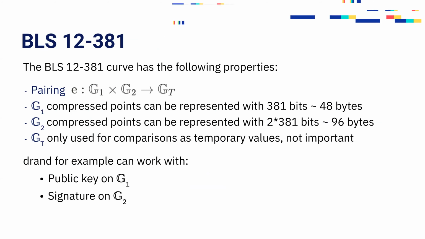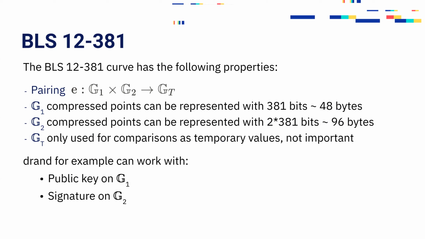So I mentioned BLS12-381, and that's the curve we're using for BLS signatures. That curve is using a pairing with G1 and G2 being the two bilinear arguments of the pairing, and GT being the target group. And the interesting bit here is that G1 is relatively small with 48 byte representations, and G2 is a bit bigger because it's an extension field, so it's twice as big at 96 bytes. GT is only used internally, so we don't really need to care about it, but it's a 12th extension of G1, so it's pretty big. It's 12 times as big as G1.